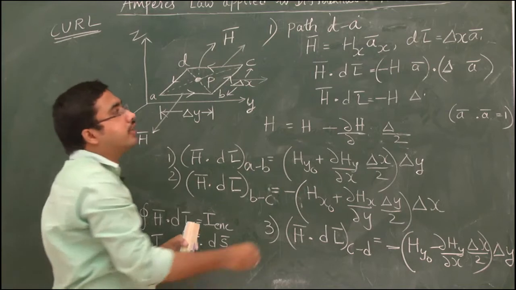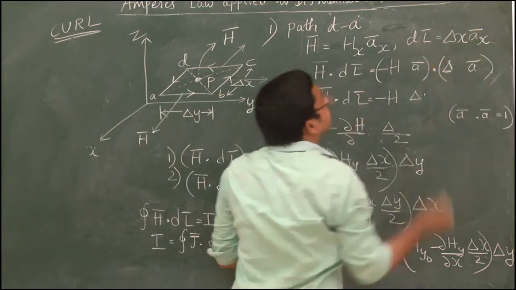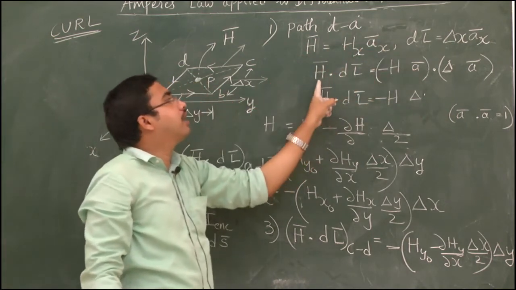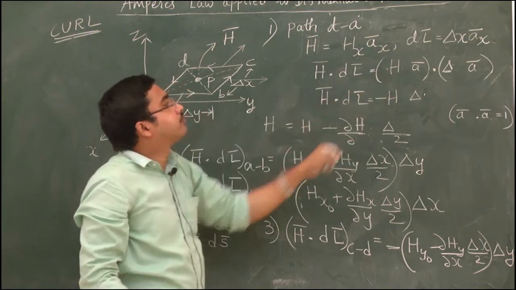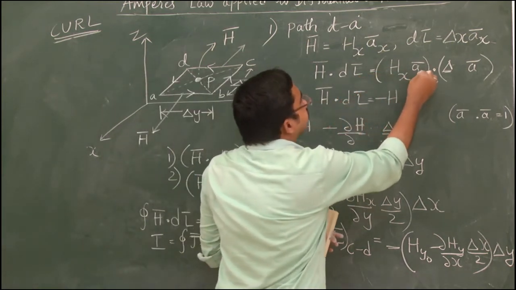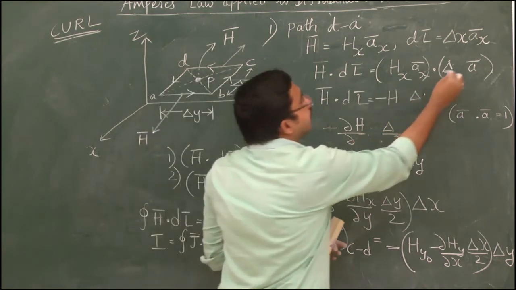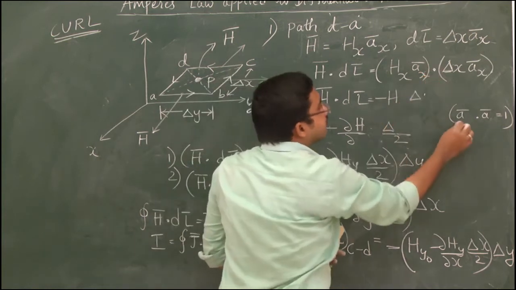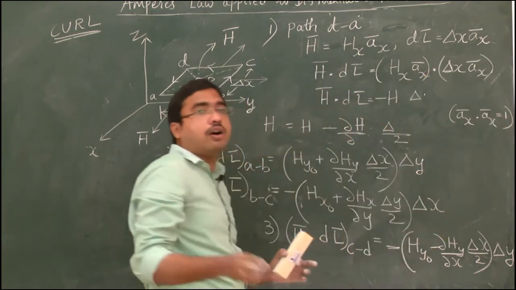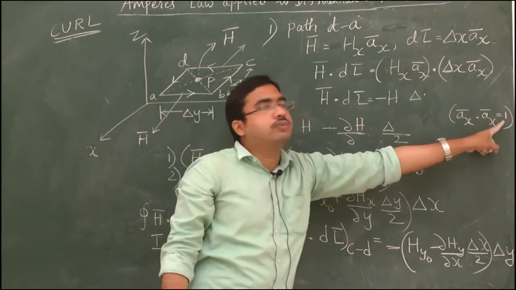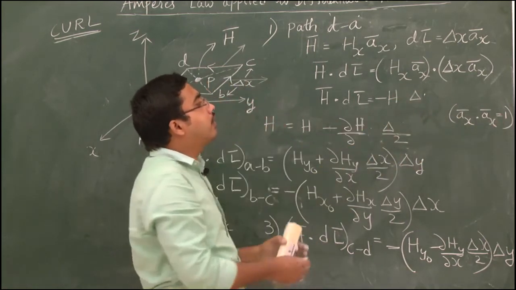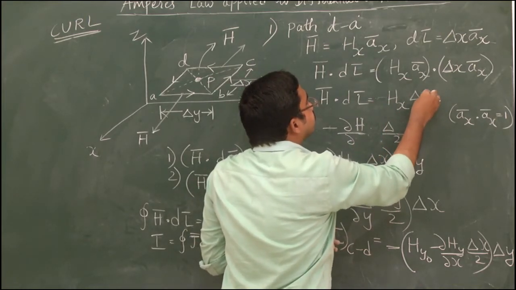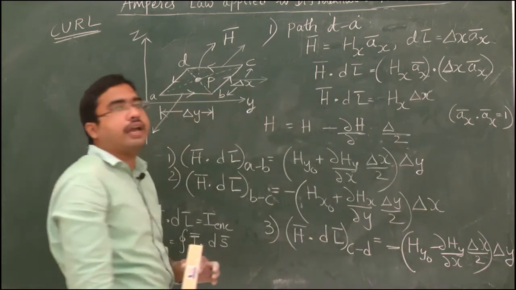Again it is matching with ax, delta x into ax. Now if you find the dot product of this h bar and dl bar, h bar dot dl bar is equal to hx into ax bar dot delta x into ax bar. So what is ax bar dot ax bar? The dot product of two similar unit vectors is equal to 1, and if you remove that, finally what you will get? Hx into delta x.